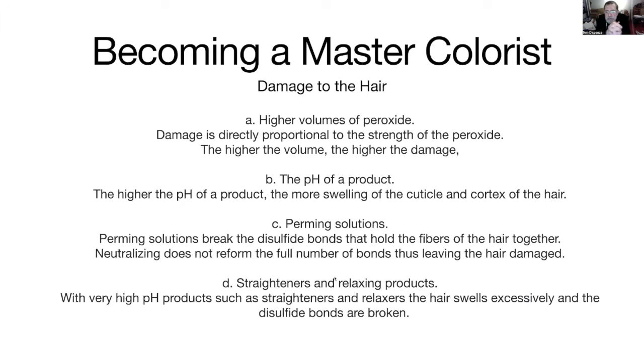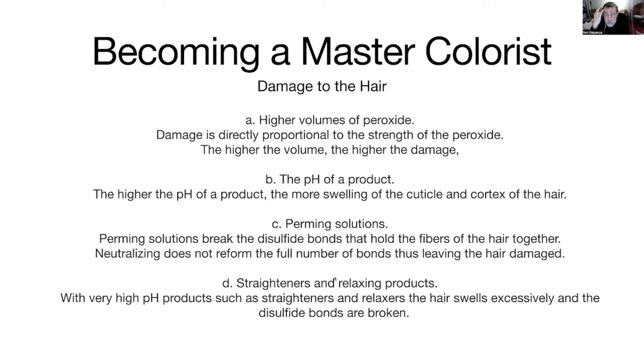C is perming solutions. Perming solutions are damaging to the hair. They break the disulfide bonds that hold the fibers of the hair together, and neutralizing does not reform the full number of bonds. Thus, the hair is left in a damaged state. And if you do repeated permings on the hair, you end up with fewer and fewer reformed bonds.